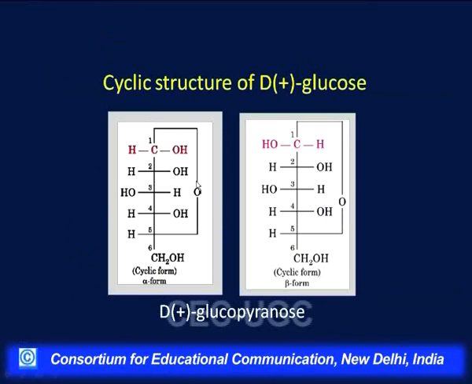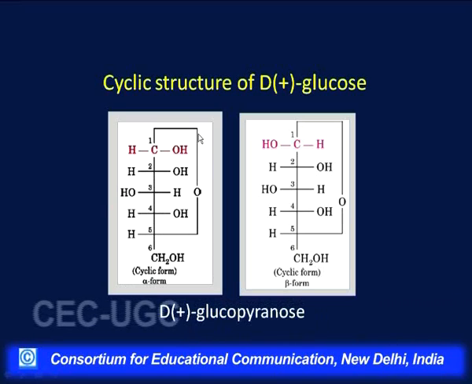So, this way we can write now the name as D plus glucopyranose. Earlier we were calling it D plus glucose the cyclic structure. Now, in the cyclic structure, if the hydroxyl group at carbon number 5 is involved, there are 6 atoms, 1, 2, 3, 4, 5 carbons and the 6th is oxygen. So, we call it D plus glucopyranose. This is the beta form, this is the alpha form.